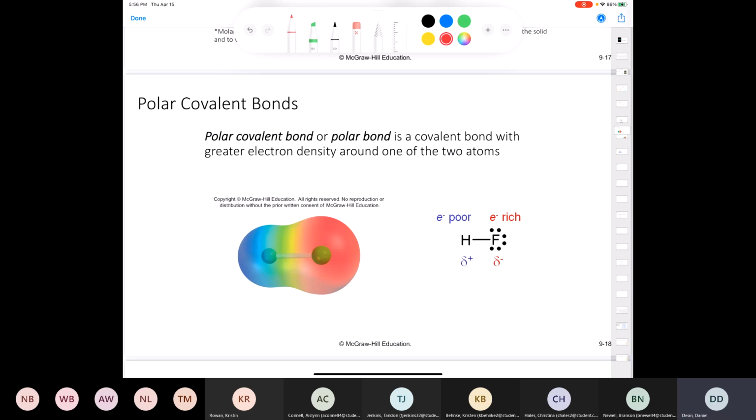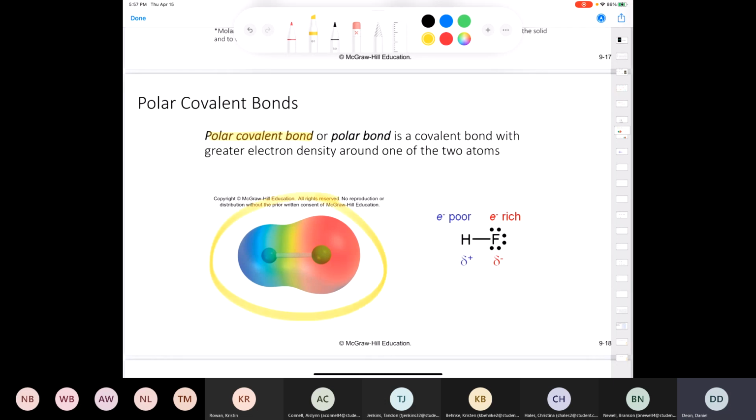And we see the same kind of concept when we have a covalent bond between two elements that have a different propensity to pull electrons towards themselves. And that's the concept of electronegativity. Now, I haven't gotten into that yet, but a polar covalent bond, which is defined here, or sometimes we just call it a polar bond, is a covalent bond with greater electron density around one of the two atoms.